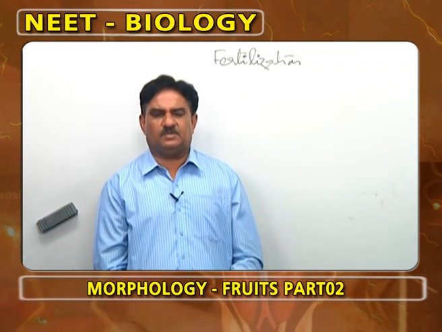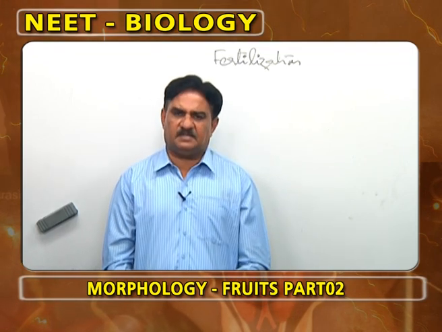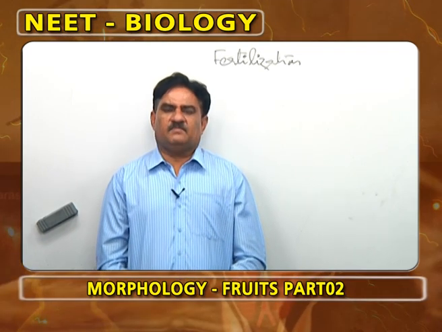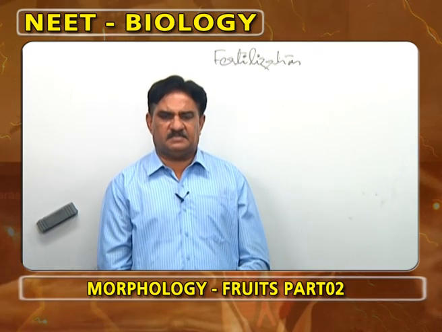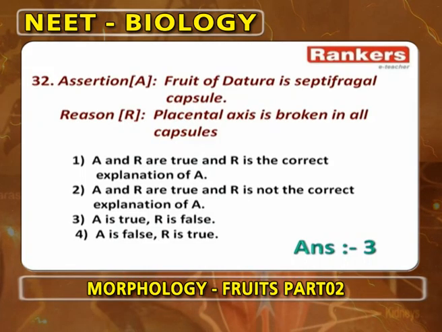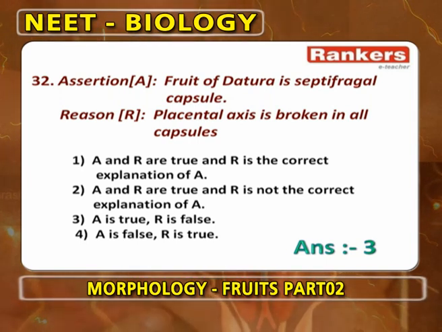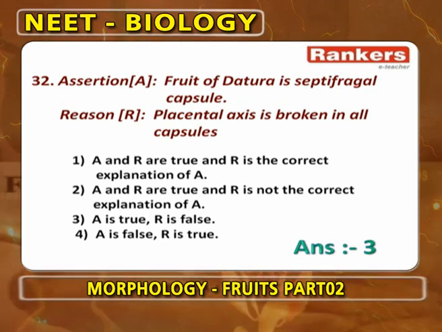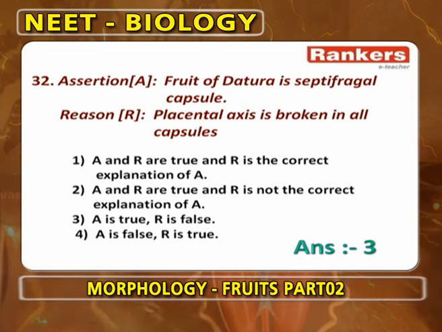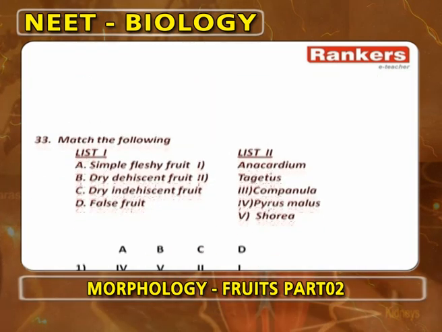But in the fruit of Datura, the fruit wall breaks either septicidally or loculicidally, and it does not extend up to the central axis. The fruit wall falls off like bits or fragments. Seeds are attached to the central swollen axis. So, fruit of Datura is a septifragal capsule is the perfect answer. Placental axis is broken in all capsules is wrong. The placental axis is broken only in septicidal capsule and loculicidal capsule. It is absolutely not broken in septifragal capsule. So, you cannot say that the placental axis is broken in all capsules. So, for this the answer is: A is true, R is false.